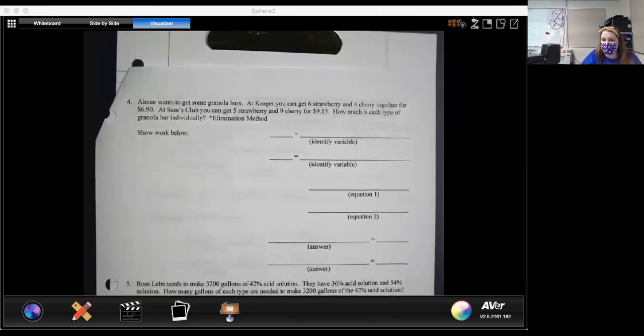So looking at my variables, let's ask for some virtual help from those that are not responding. So what are we looking for in my variables? What should be my variables? Joseph, can you tell me what our variables should be for this one? How much is each type of granola bar?